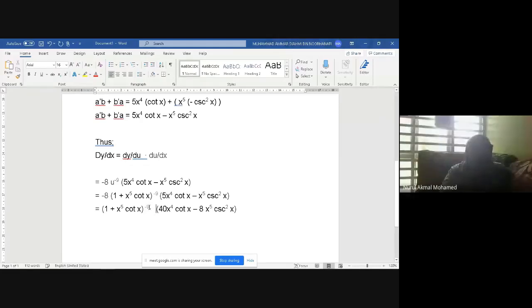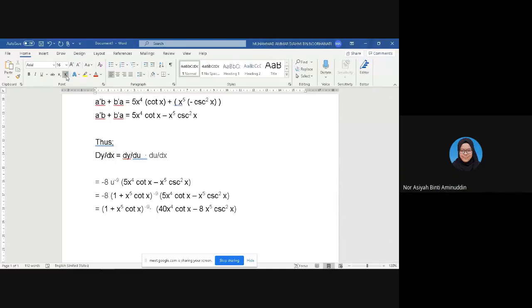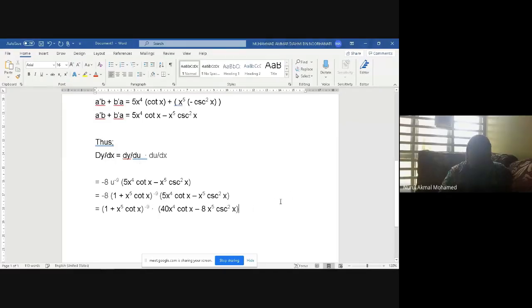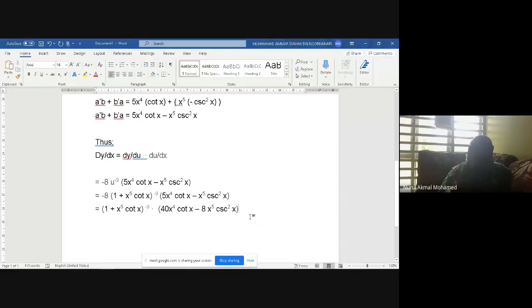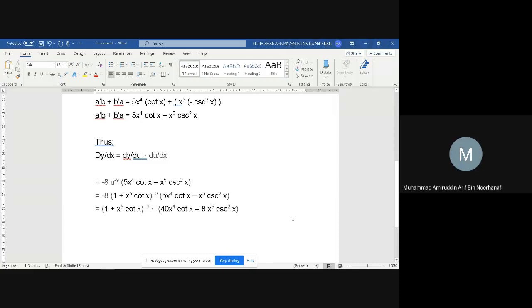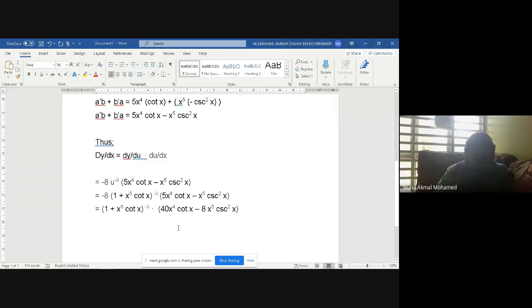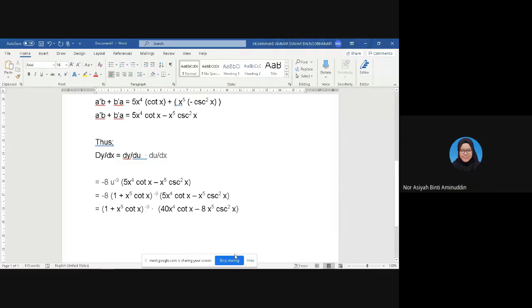The second last line is already the final answer for me. You don't have to simplify or expand that. I already accept the second last line as the final answer. Okay, good. So thank you very much, Muhammad Amiruddin.